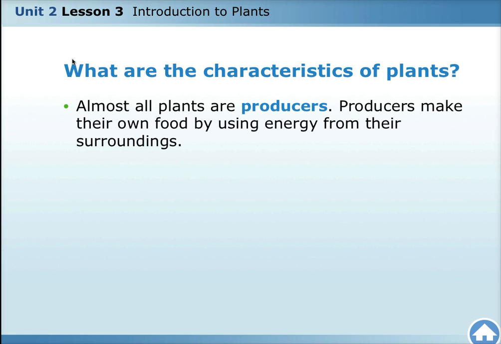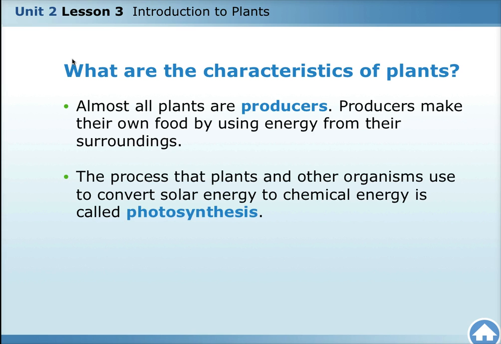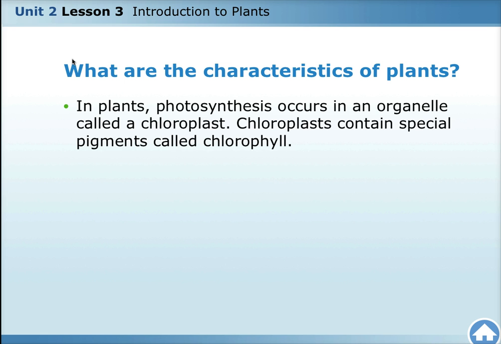Almost all plants are producers. Producers make their own food, or glucose, by using energy from their surroundings. The process that plants and other organisms use to convert solar energy to chemical energy is called photosynthesis. In plants, photosynthesis occurs in an organelle called a chloroplast.